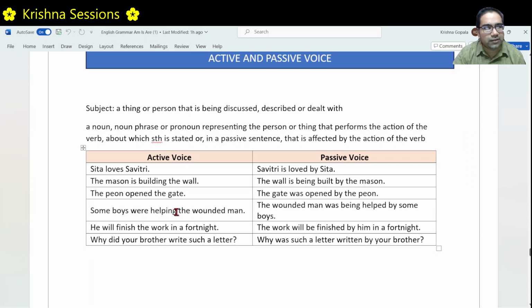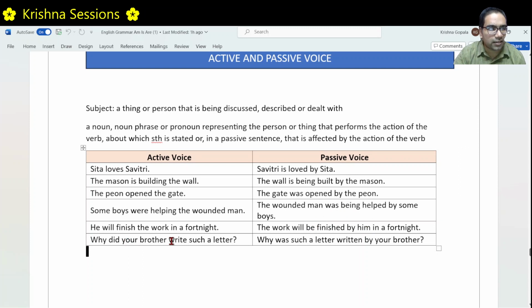"Some boys were helping the wounded man." The boys are doing the action. Right. "The wounded man was being helped by some boys." The wounded man is actually receiving the action. He's not doing the action, right? "He will finish the work in a fortnight." That means he will do. He will act. He is doing the action. "The work will be finished by him." The work will not do anything. Work is receiving the action of him. He is doing some action and the work will be finished because of that action.